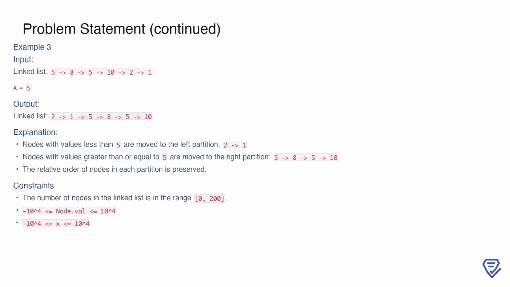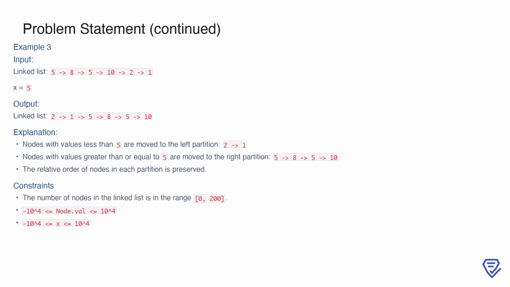Now consider a slightly more complex example. For the input linked list 5-8-5-10-2-1 and x equal to 5, the output linked list becomes 2-1-5-8-5-10. Here, the nodes with values less than 5, specifically 2 and 1, move to the left partition. The nodes with values greater than or equal to 5, including 5, 8, 5, and 10, form the right partition. The original relative order within each partition remains intact, ensuring that the output list is a properly partitioned version of the input.